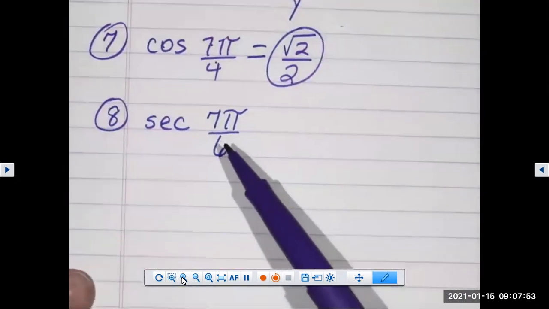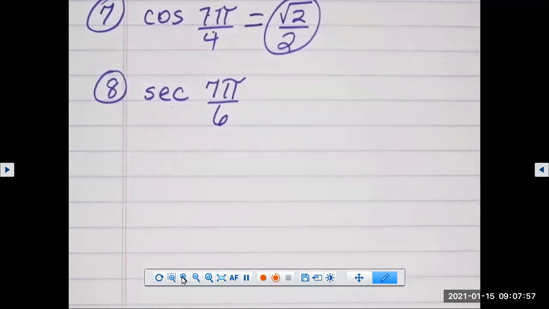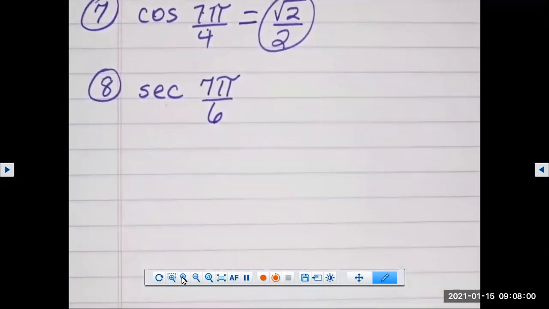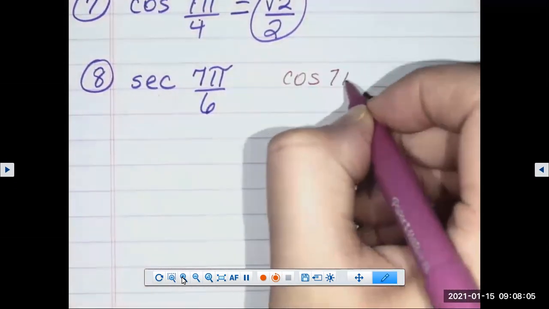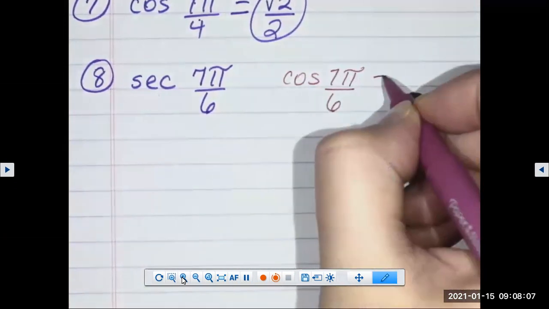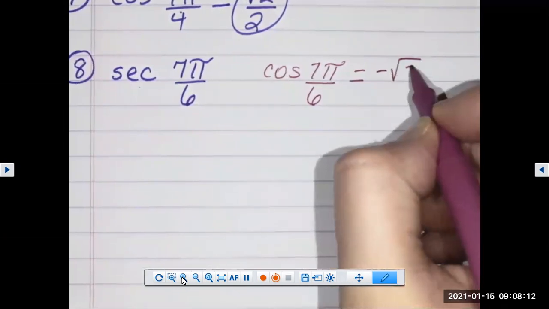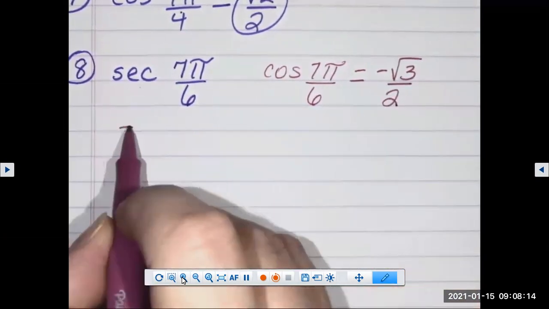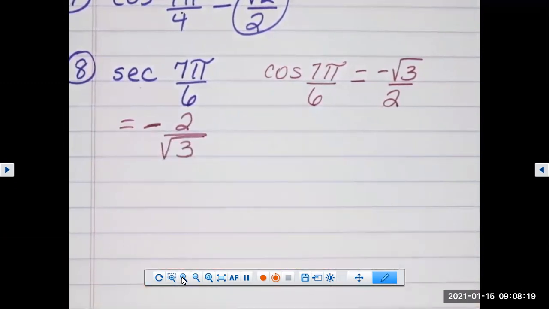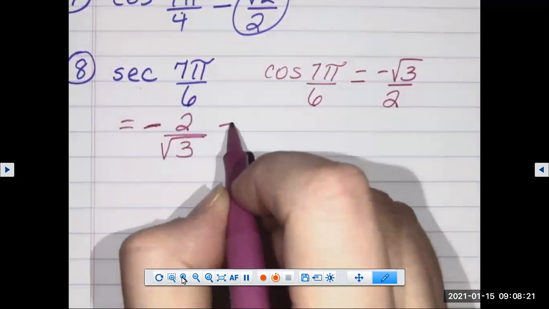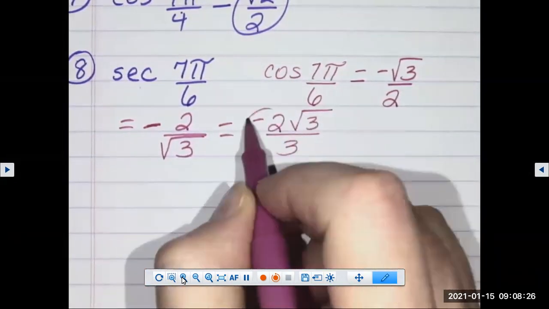So 7 pi over 6, you're asked to find secant, so what do you find first? Sine, cosine, or tangent? Good, you find cosine first. What is the x coordinate for 7 pi over 6? Okay, so let's take that and flip it. When you rationalize, that gives you negative 2 root 3 over 3.